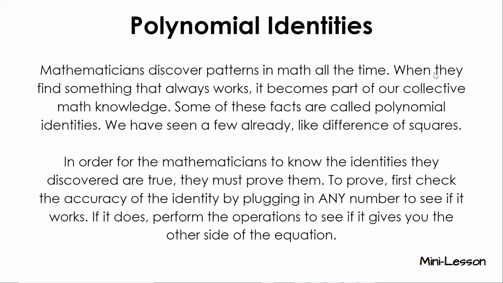Okay, so mathematicians discover patterns in math all the time. When they find something that always works, it becomes part of our collective math knowledge. Some of these facts are called polynomial identities. And we have seen a few already, like difference of squares. In order for mathematicians to know the identities they discovered are true, they must prove them. To prove, first check the accuracy of the identity by plugging in any number to see if it works. If it does, perform the operation to see if it gives you the other side of the equation.